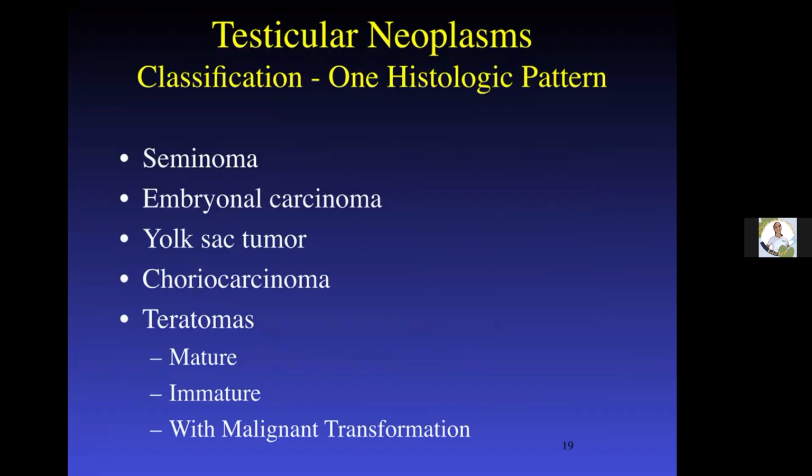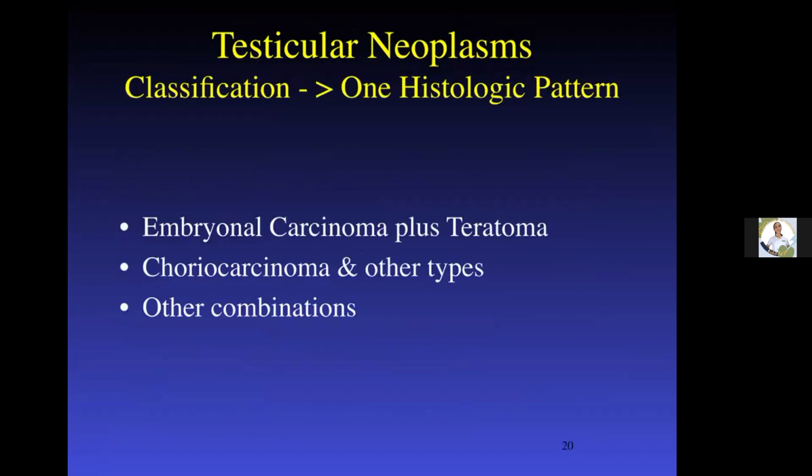Testicular neoplasms that have one histologic pattern are the following. You have seminoma, embryonal carcinoma, yolk sac tumor, choriocarcinoma, teratomas, whether they are mature, immature, or with malignant transformation. Testicular neoplasms with more than one histologic pattern are embryonal carcinoma plus teratoma, choriocarcinoma and other types, and other combinations.